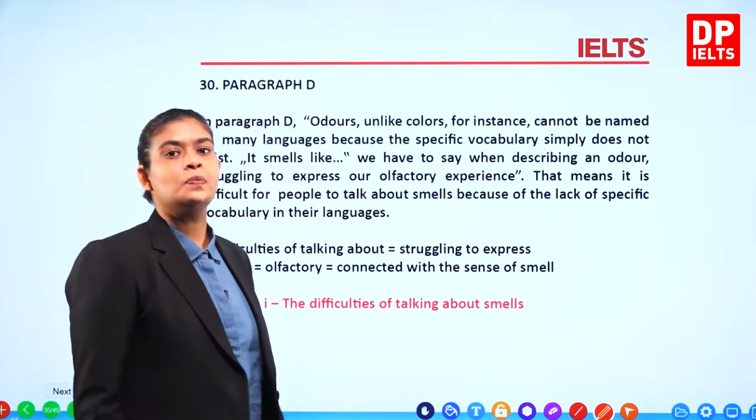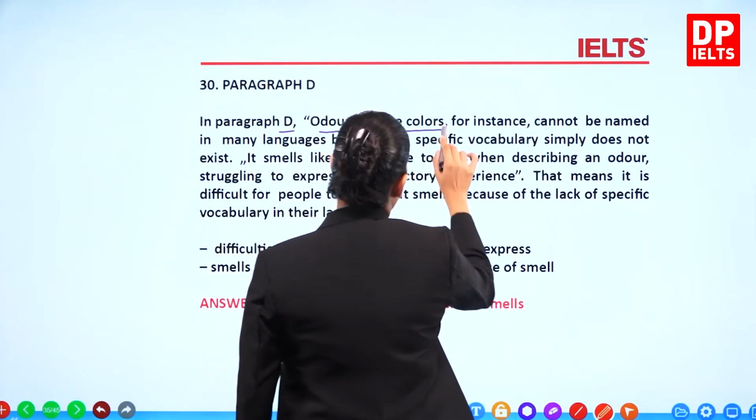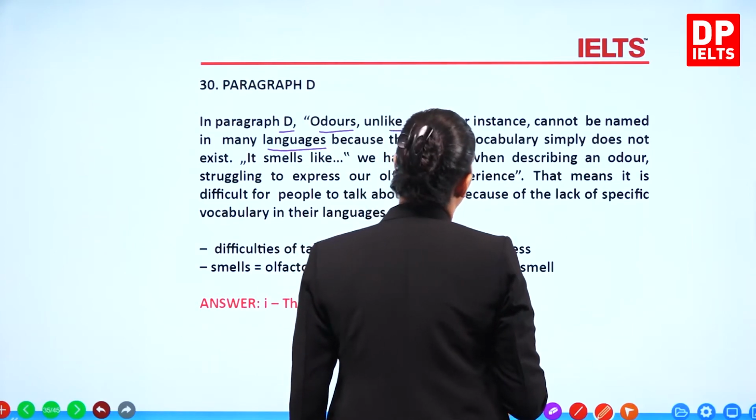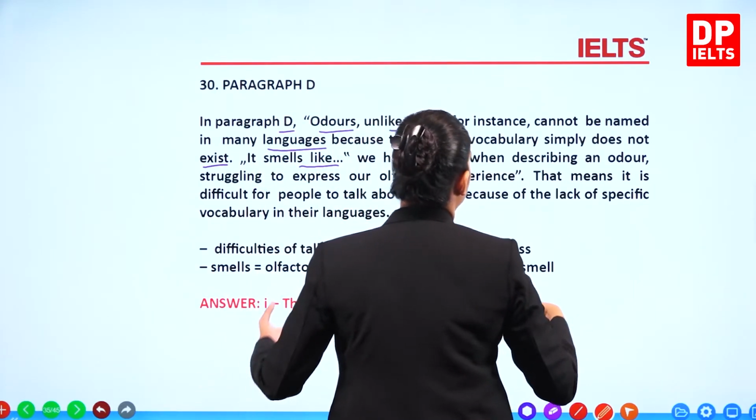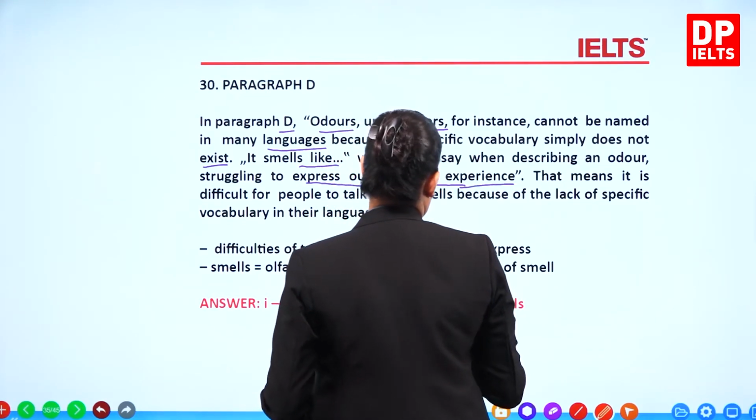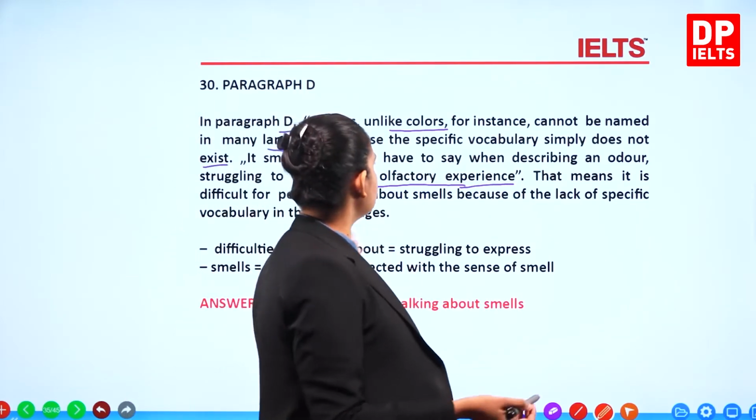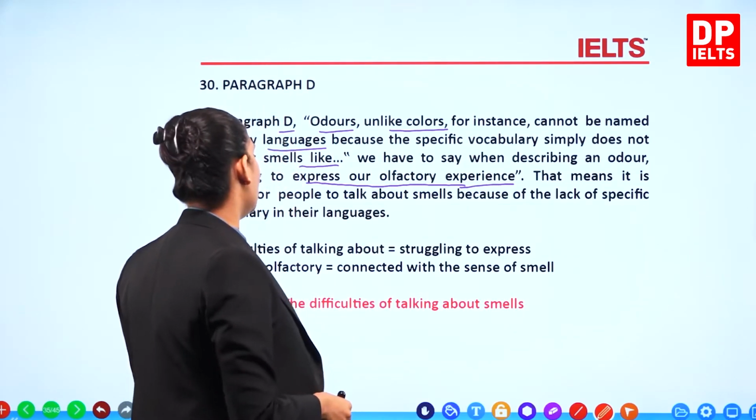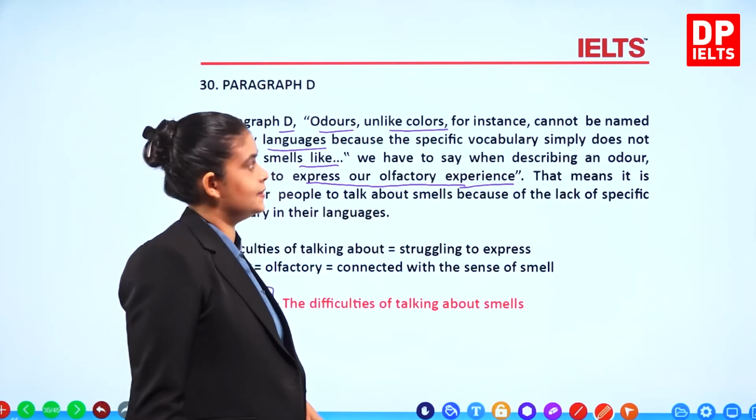Question number 30 is paragraph D. So in para D, odors, unlike colors for instance, cannot be named in many languages because the specific vocabulary simply does not exist. It smells like, we have to say when describing an odor, struggling to express our olfactory experience, right? Olfactory means connected with the sense of smell. This means that it is difficult for people to talk about smells because of the lack of specific vocabulary. So I think it's number 1, difficulties of talking about smells, right?